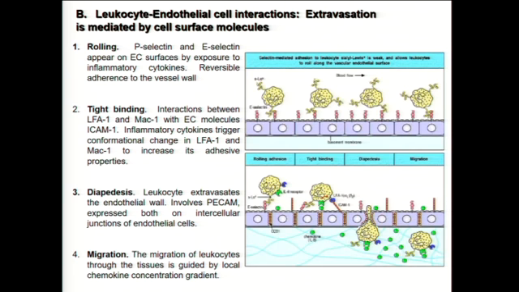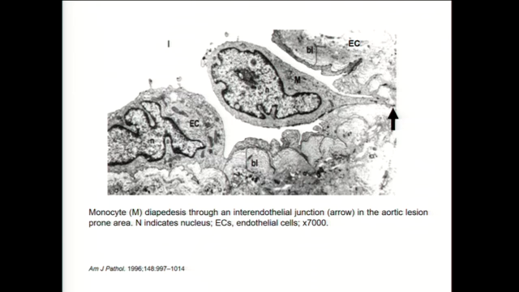And this is really important when we talk about atherosclerosis next September. 4 easy steps: rolling, tight binding, diapedesis, migration, all orchestrated by a chemokine or an inflammatory cytokine gradient. This is another EM. You can see a white blood cell squeezing its way between 2 different endothelial cells. But more than that, I have one of these YouTube videos.